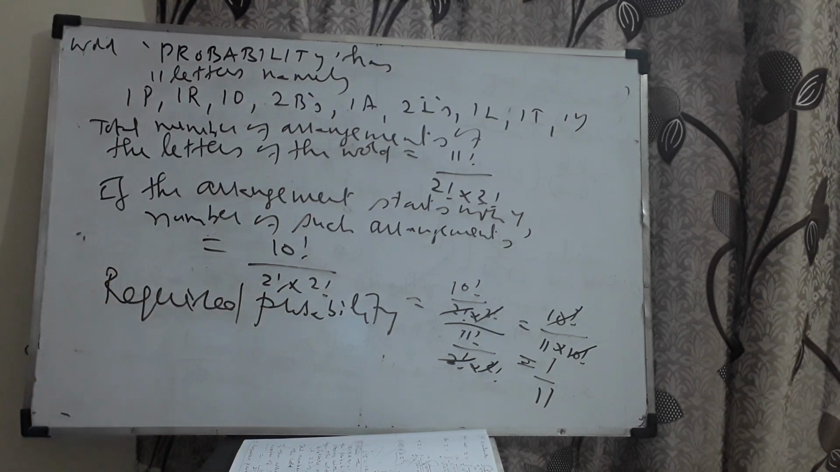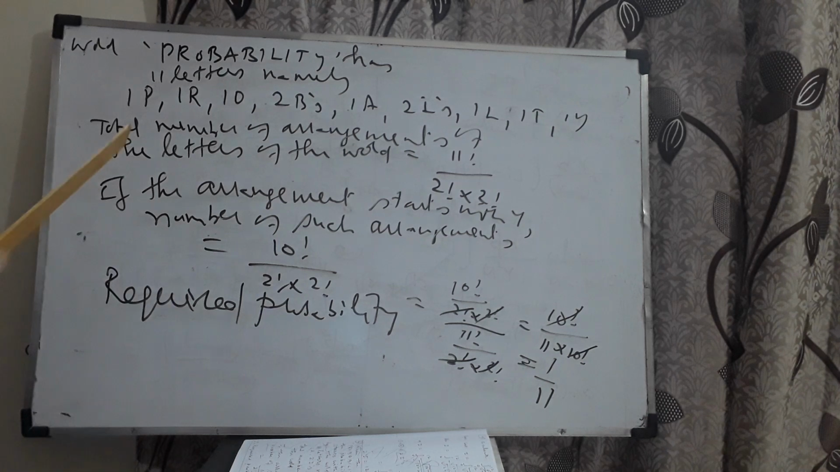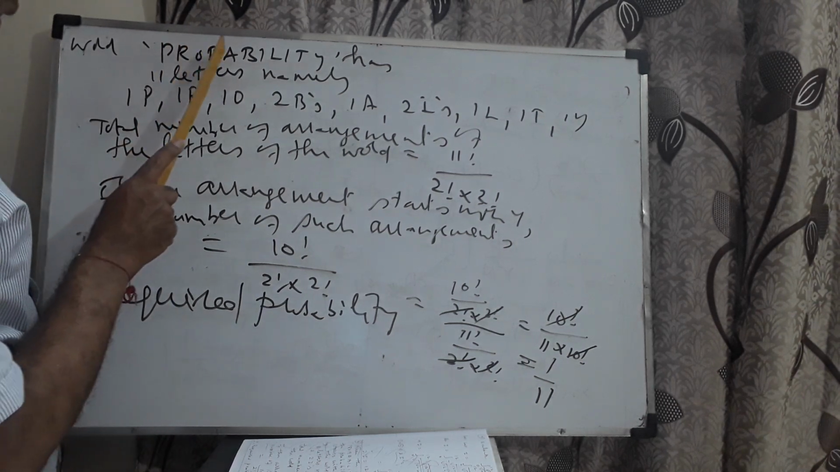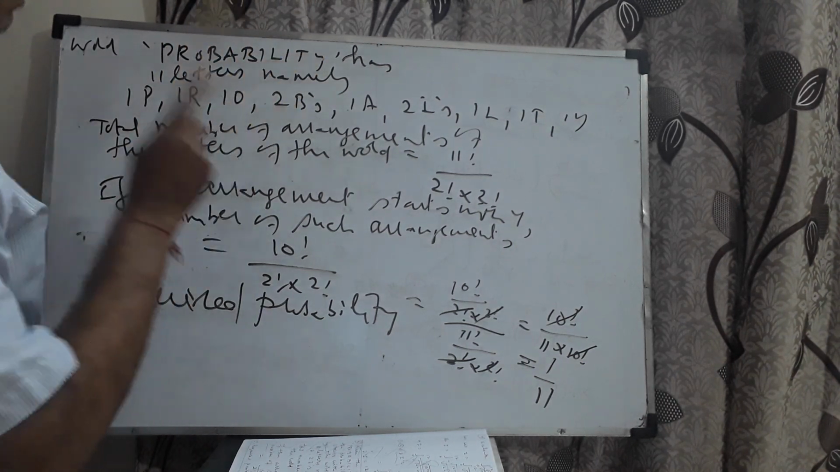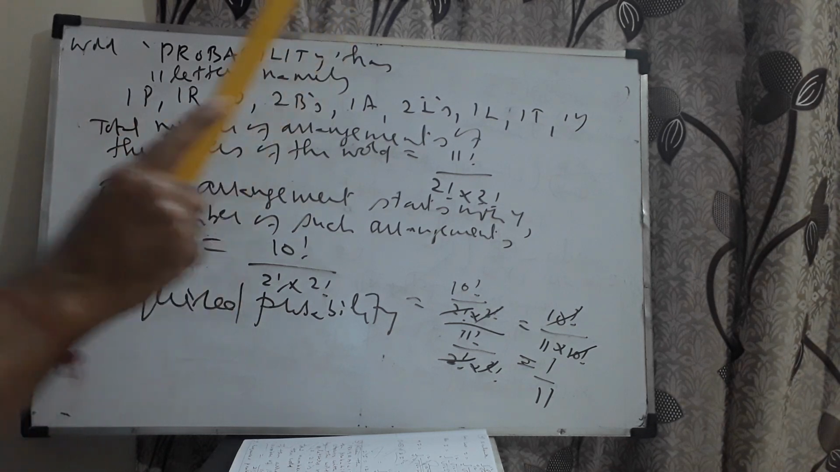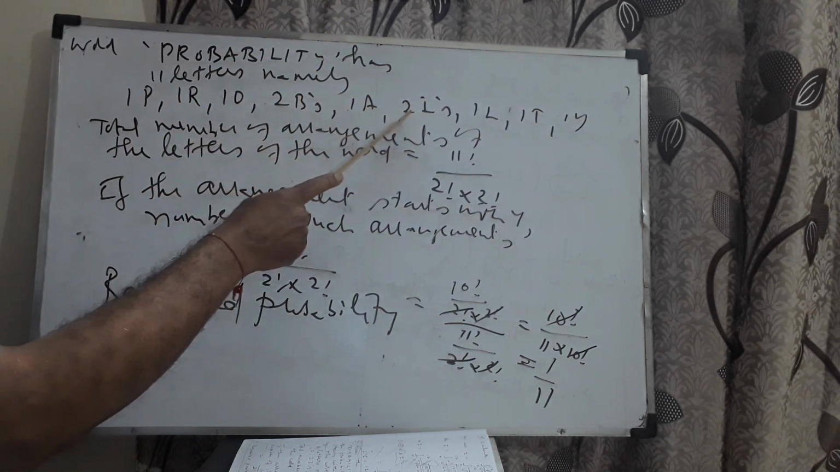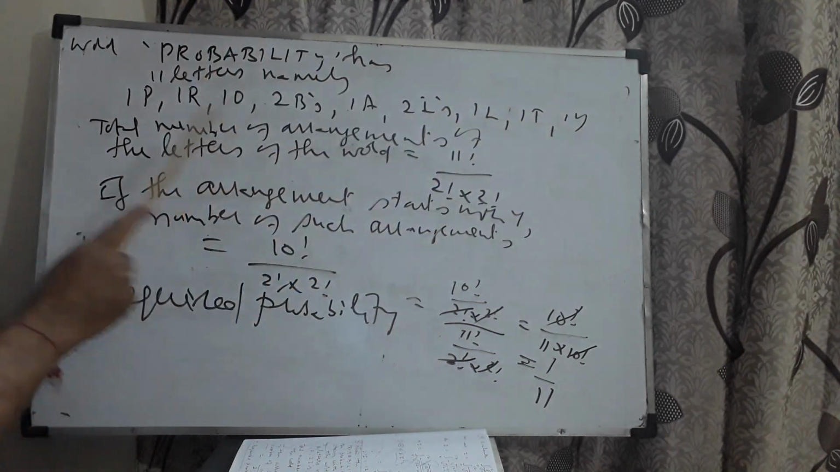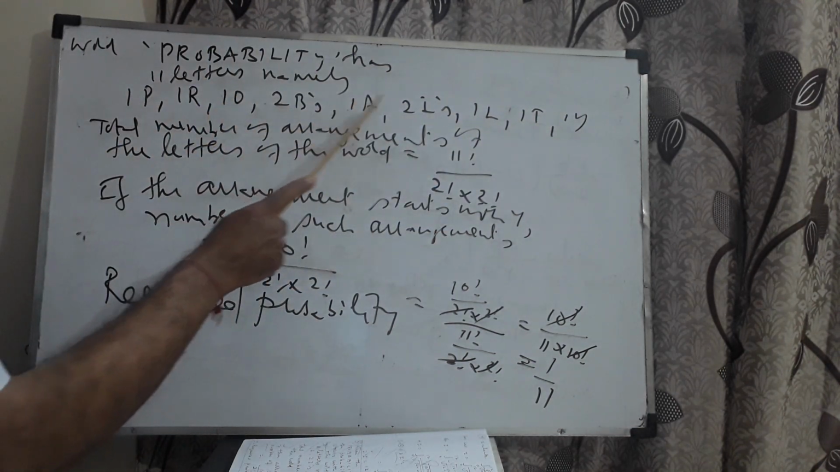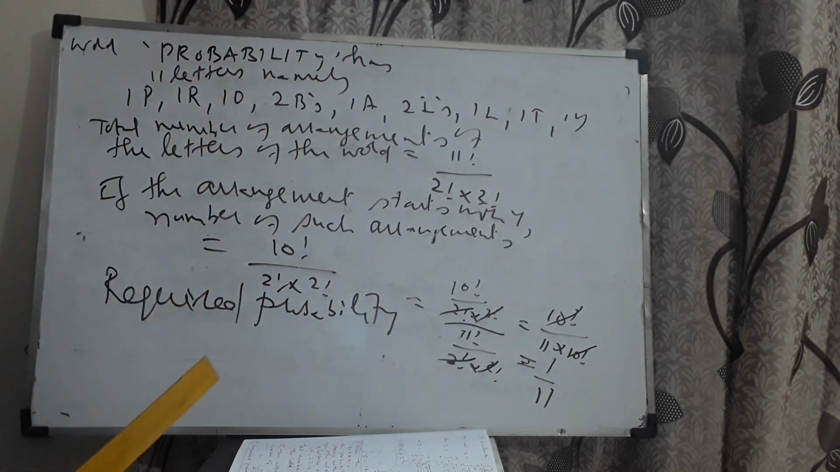Let me just repeat the whole process. The word probability has 11 letters. 1, 2, 3, 4, 5, 6, 7, 8, 9, 10, 11. It's correct. Name the letters: 1 P, 1 R, 1 O, 2 B's, 1 A, 2 I's, 1 L, 1 T, 1 Y. It's correct. You can just count.